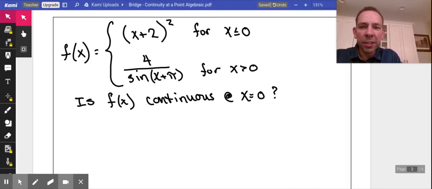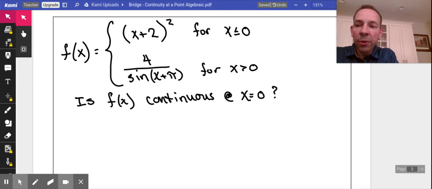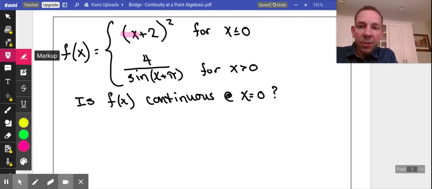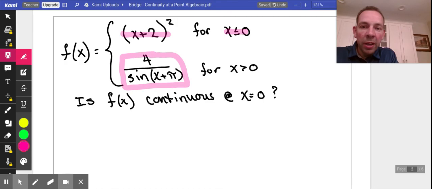So we've got this really crazy piecewise function, and you'll notice this function right here, x plus 2 quantity squared, has a domain of x is less than or equal to 0. And then we've got this second function right here with a domain of x greater than 0. And we want to prove whether f is continuous at x equals 0 or not.